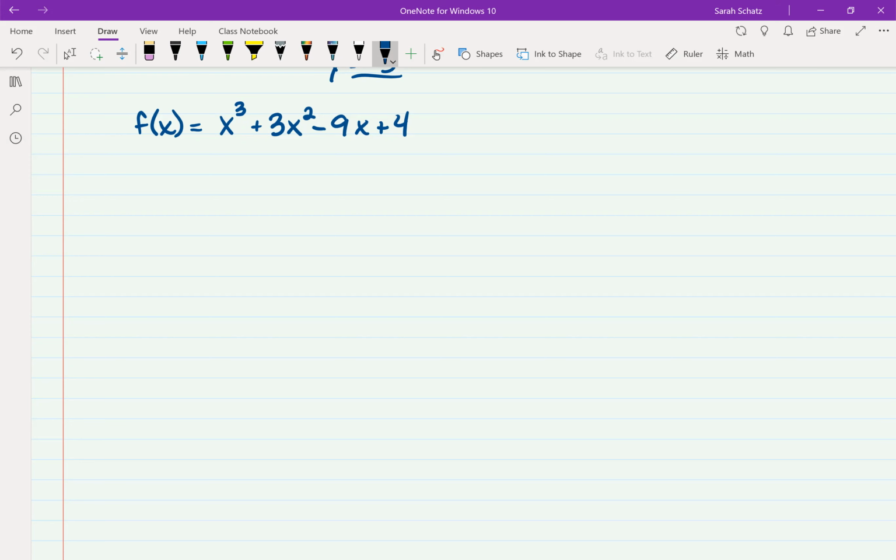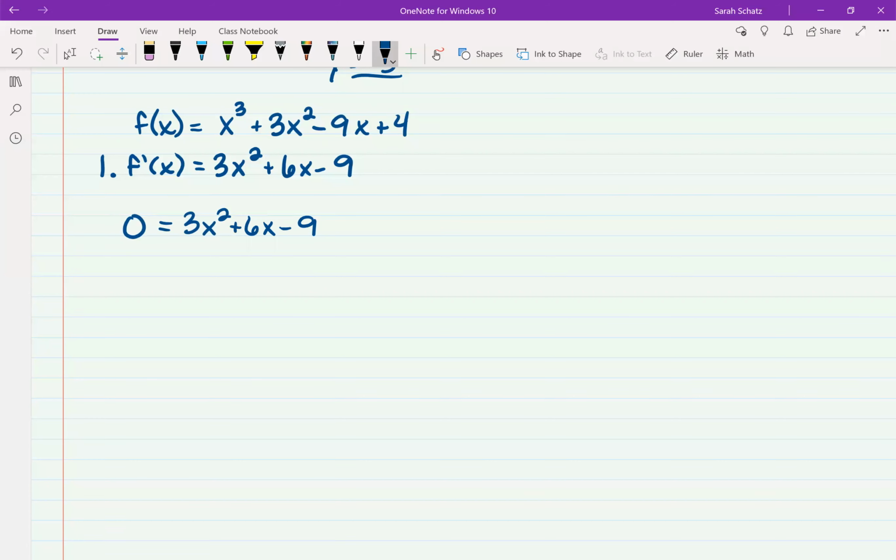So I'm going to find critical points first. That's where you got to start. So first step is always the same. Take the derivative. So let's take the derivative. You guys, I'll get 3x squared plus 6x minus 9. And I need to set that equal to 0. So I'm going to say 0 equals 3x squared plus 6x minus 9.